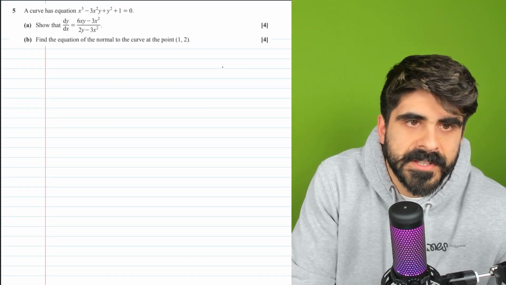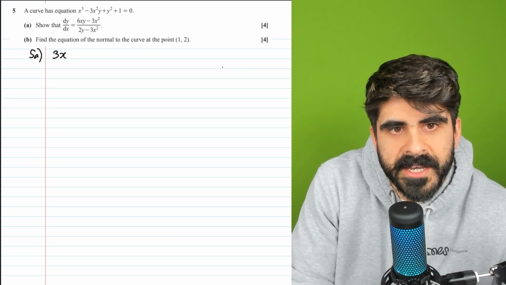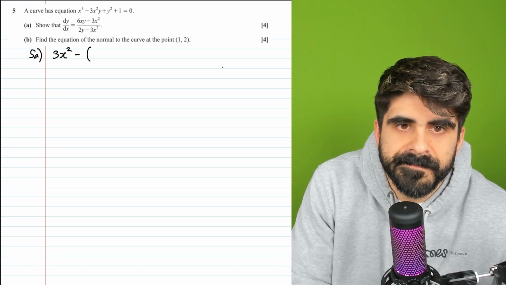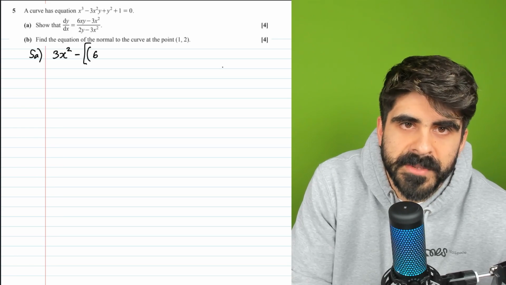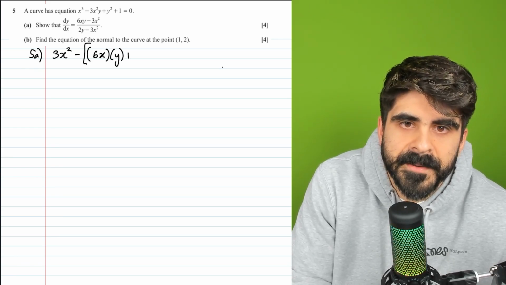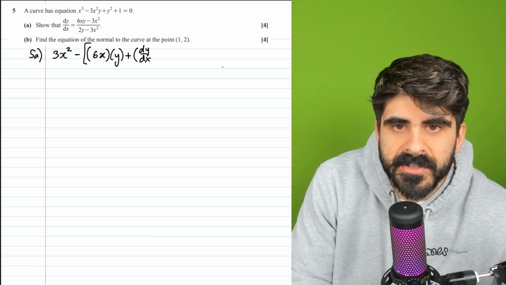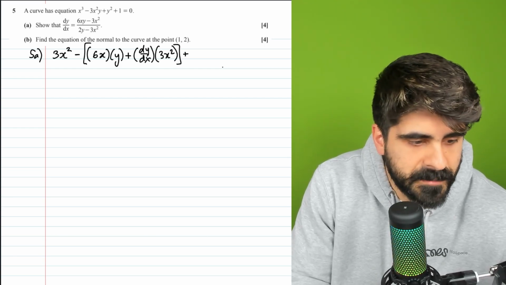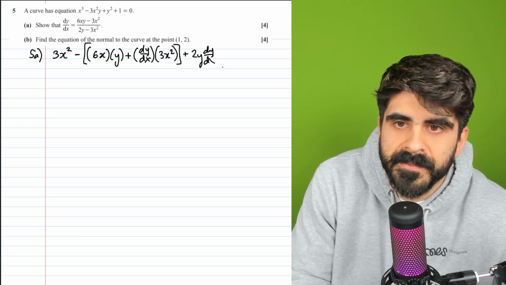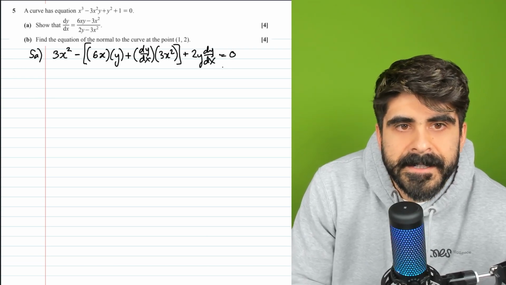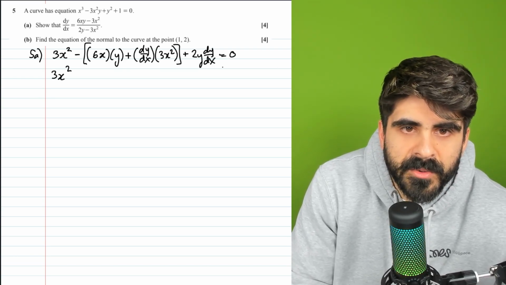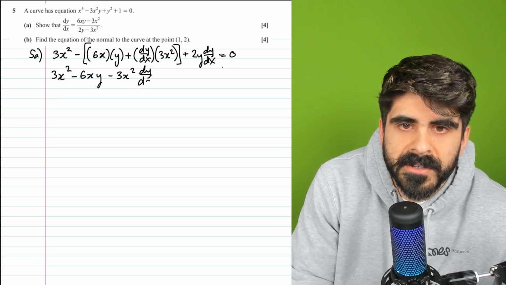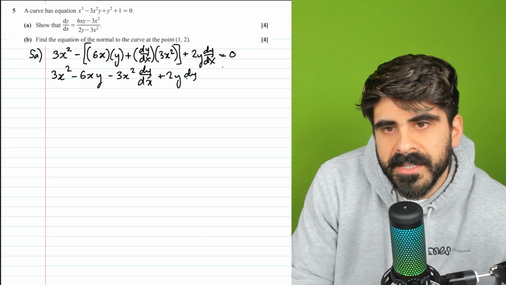Okay, so we've got, this is implicit differentiation. So 3x squared. I usually like keeping the minus on the outside. It's just something that's pretty annoying. So differentiate the first term would be 6x times the second plus differentiate the second dy dx times the first. Then plus y squared becomes 2y dy dx. 1 just disappears. So we have 3x squared minus 6xy minus 3x squared dy dx plus 2y dy dx is 0.